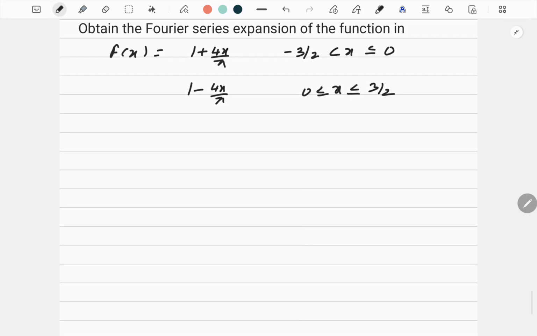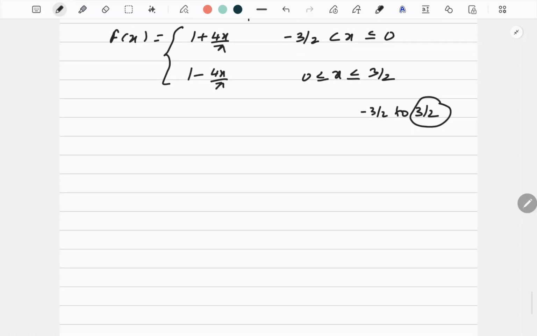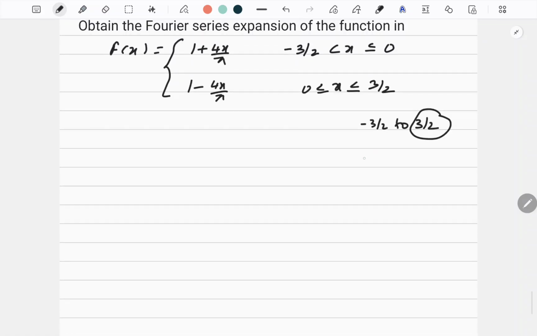Now look at this question. It is a discontinuous function, right? Now what is L here? See, it is from minus 3 by 2 to 3 by 2. So clearly L value is 3 by 2. And it is a discontinuous function. So in the first part you put x is equal to minus x. So 1 minus 4x by pi is the second part. So this is an even function.